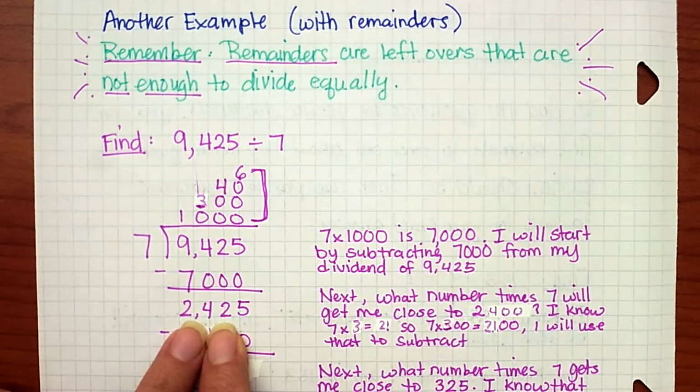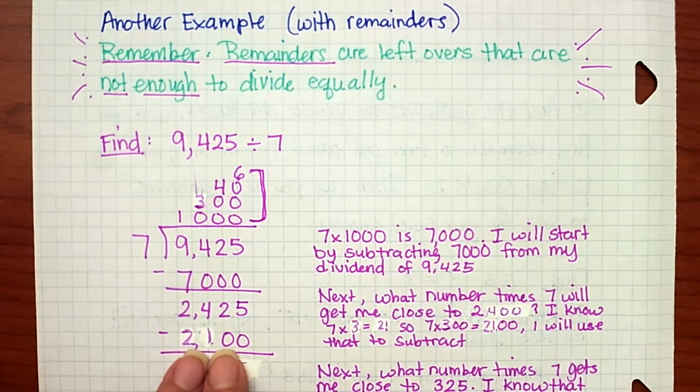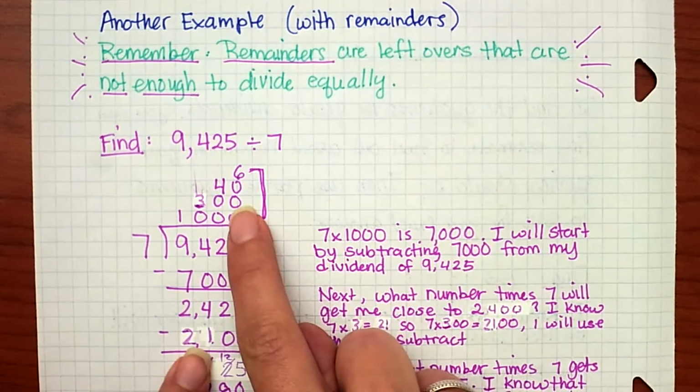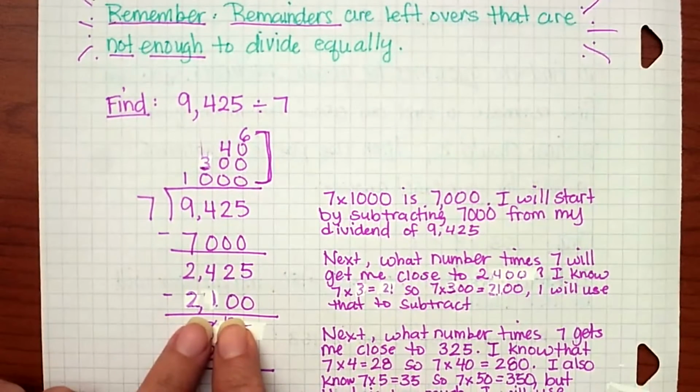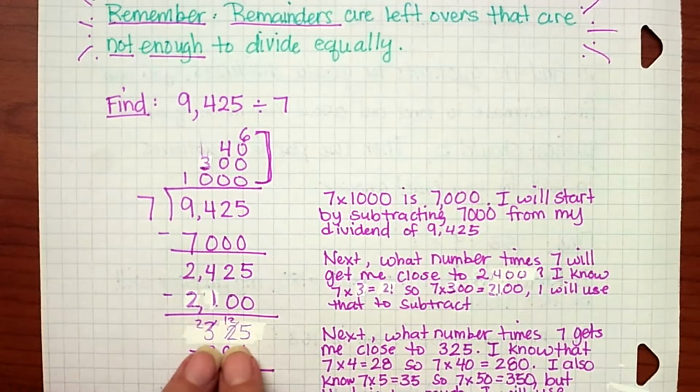Next, what number times 7 will get me close to 2,400? Let's estimate. Well, I know 7 times 3 is 21, so 7 times 300 will give me 2,100. So I'm going to try that. I'm going to put my 300 up here, and I'm going to subtract off 2,100. When I subtract that, I get 325 left over.